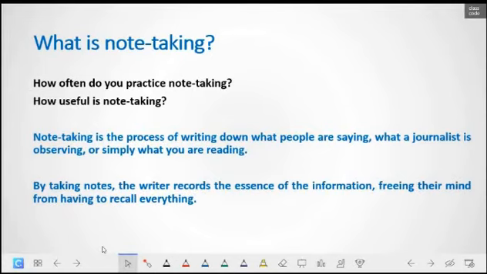You might not write full sentences. And the most important thing is that you don't write every word. So that's the main essence of note taking, is that you don't write every single word.